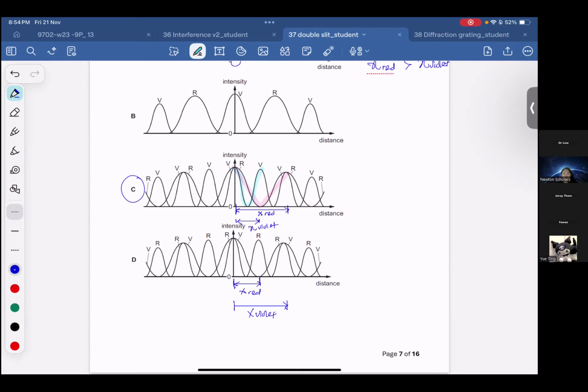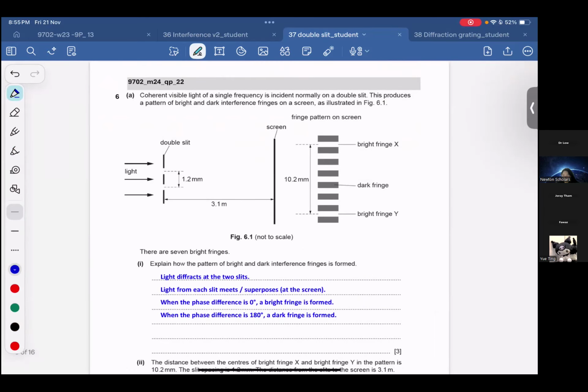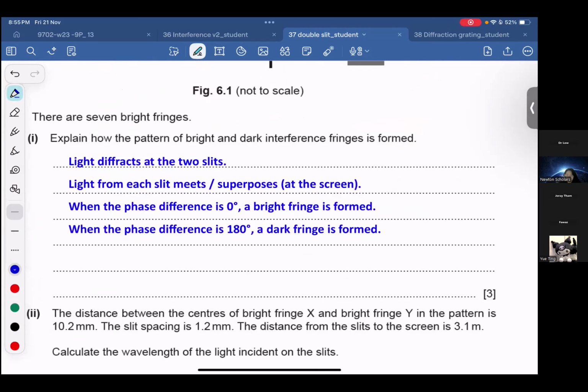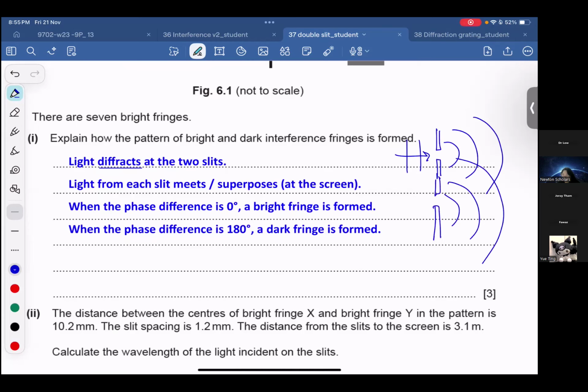Okay, then we go to the next page. Why is a bright and dark fringe formed on the screen? First, when they pass through the gap, I know we got two gaps. When they pass through the gap, they will spread out. We call it diffract. Then we got two waves, because we got two holes here, so they will superpose, or we say they meet up. So bright fringes are formed when constructive interference happens. Constructive means that they are in phase, their phase difference is zero.